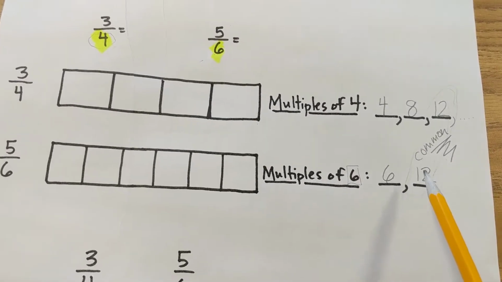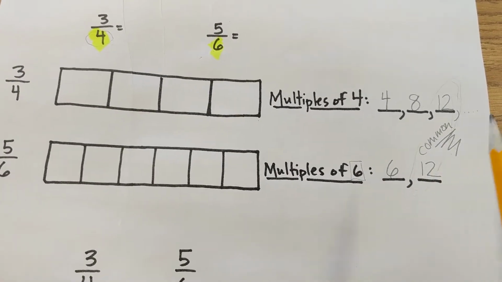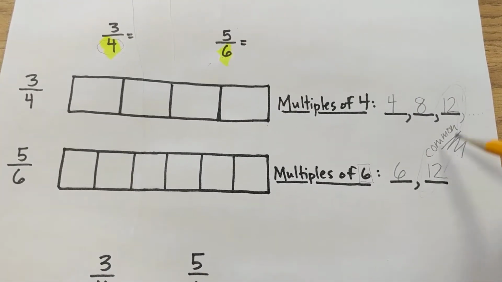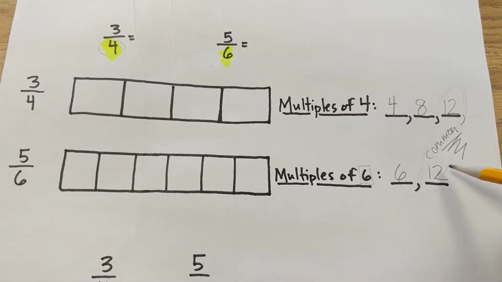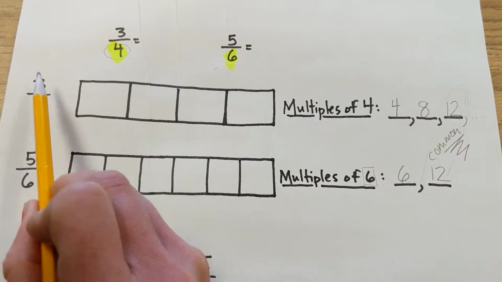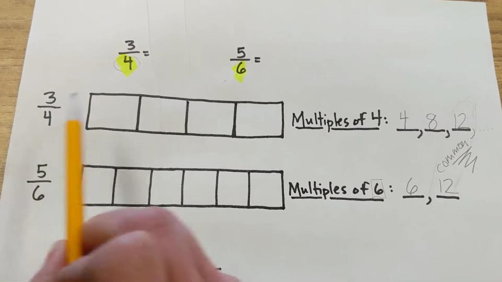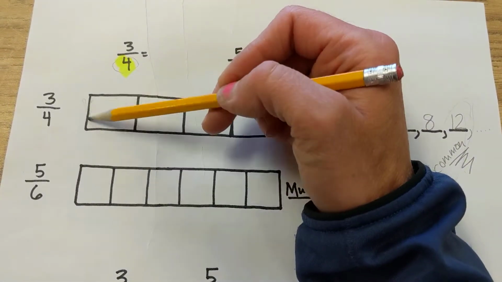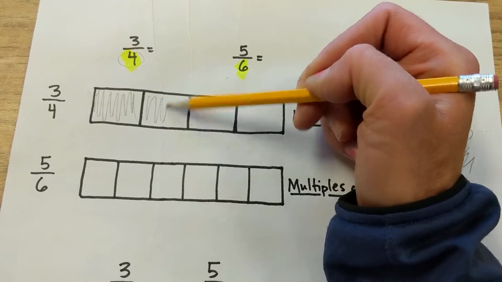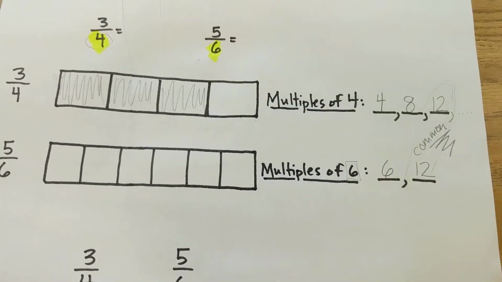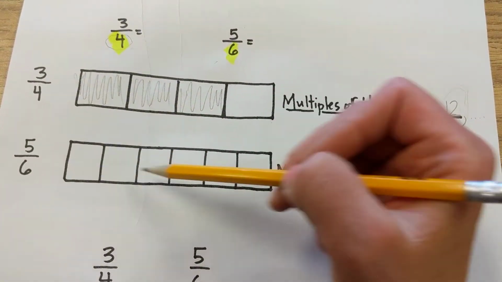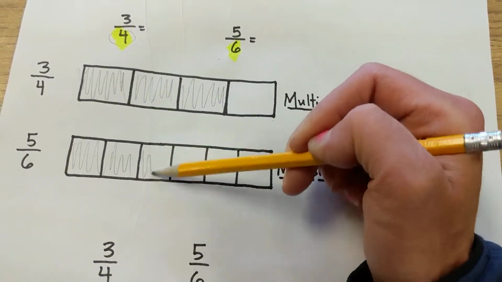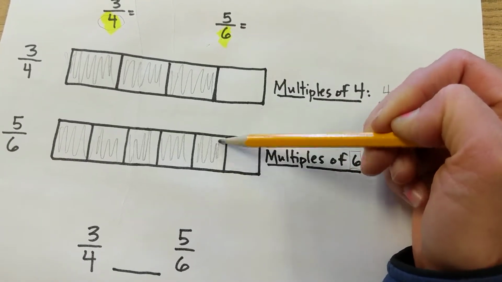Okay? So now I'm going to go over to my picture and I'm going to show what this means. Okay? So in the picture, we have the fraction 3/4. Let's take our pencil and shade in 3 out of those 4 parts. So I shaded in 1 part, 2 parts, 3 parts out of 4. Then I go and I start shading the 5 parts out of 6. 1, 2, 3, 4, 5.